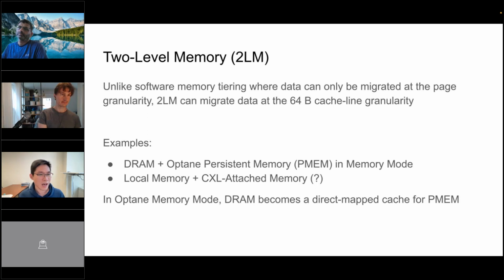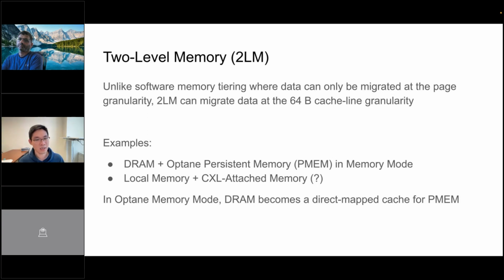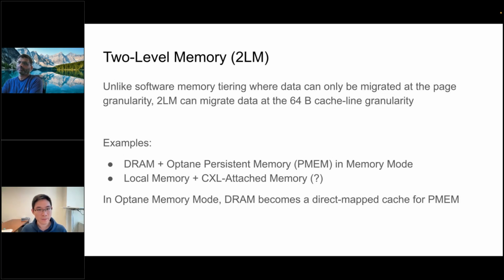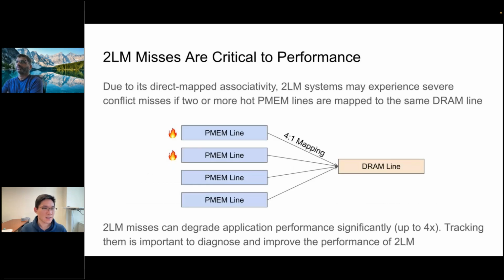So the only available two-level memory we have is Optane. Optane persistent memory provides a memory mode in which the DRAM becomes a direct map cache for persistent memory. And in the future, we might see similar two-level memory in CXL. So in that case, the fast tier will be the local memory and the slow tier will be the CXL attached memory. So if you look at Optane memory mode, DRAM is a direct map cache for PMEM.